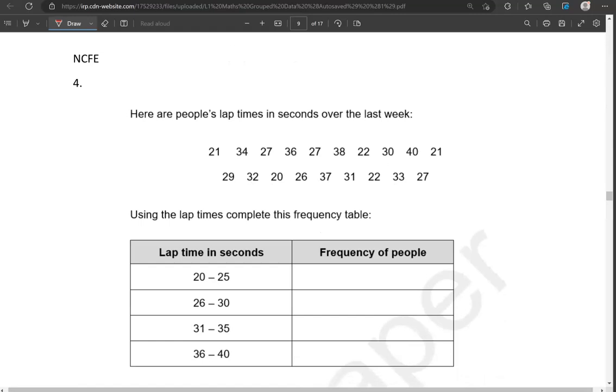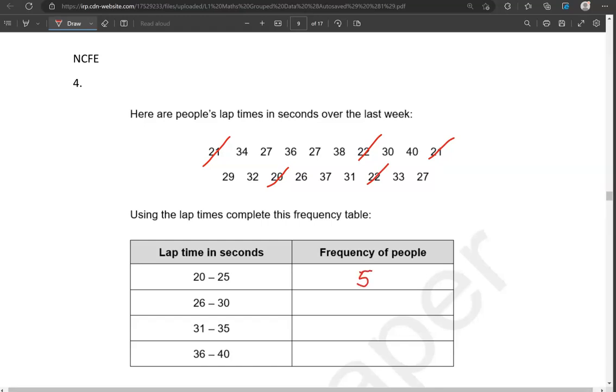Here are people's lap times in seconds over the last week. Using the lap times, complete this frequency table. So we've got lap time in seconds, 20 to 25. So that is 1, 2, 3, 4, 5 of them.